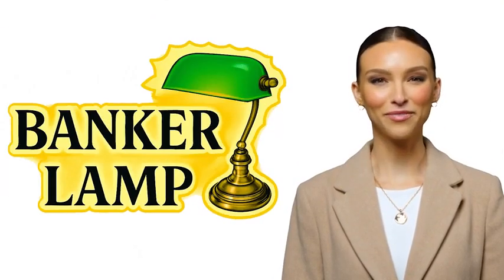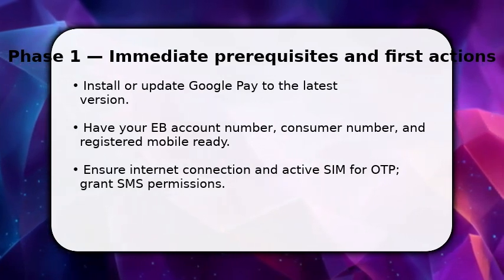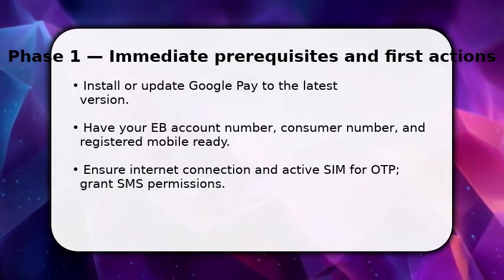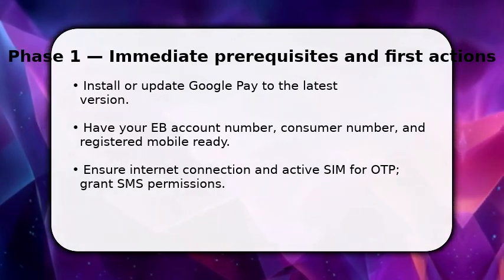Please enjoy the video. You start by opening Google Pay and signing into the account you use for payments. Input your EB consumer number and the registered mobile when prompted. This links identity and bill records.